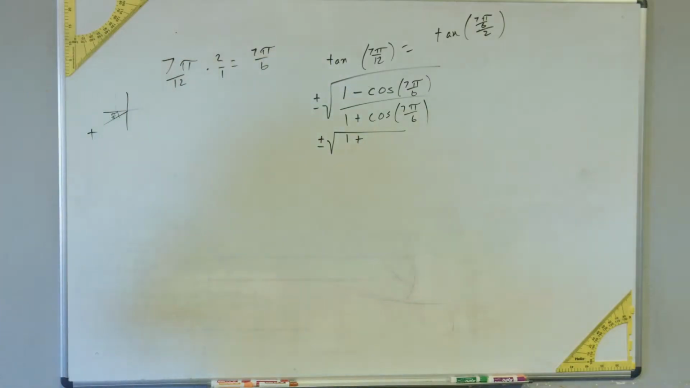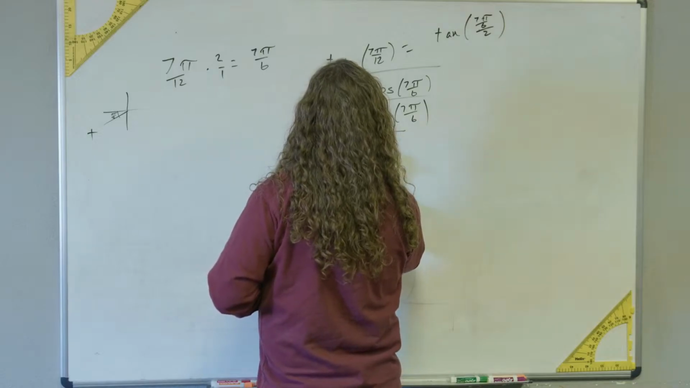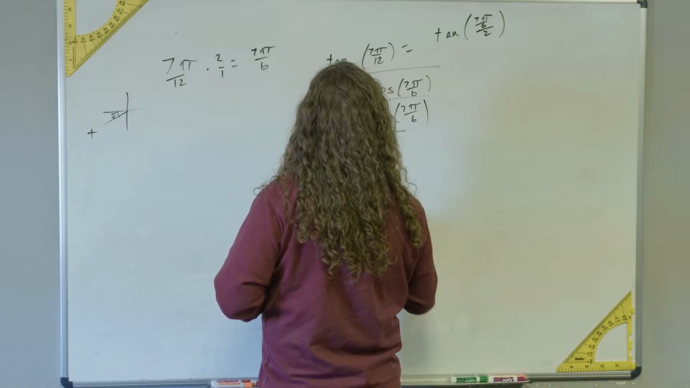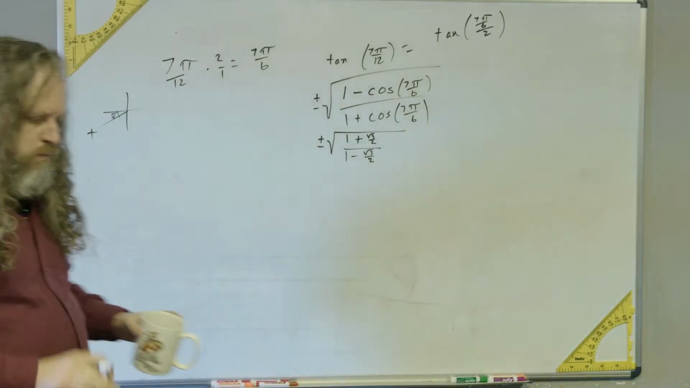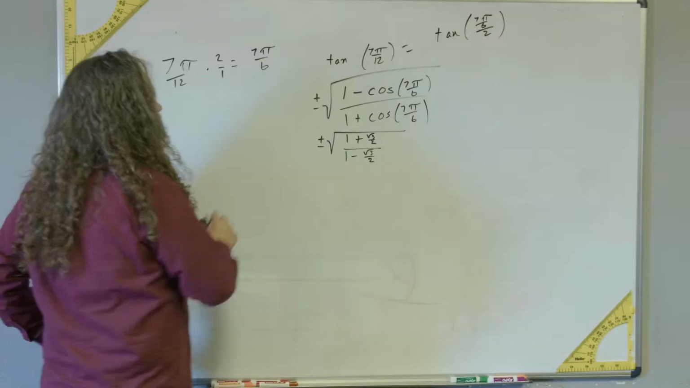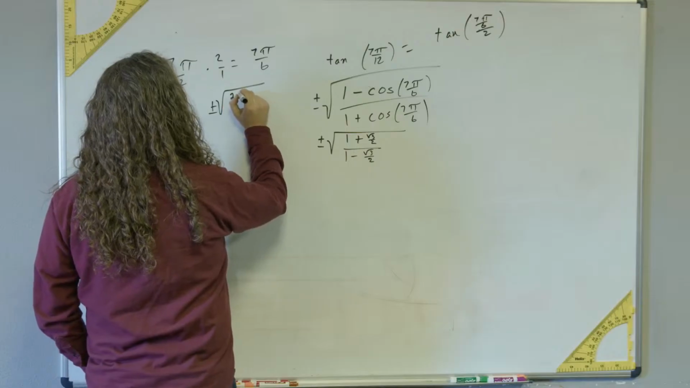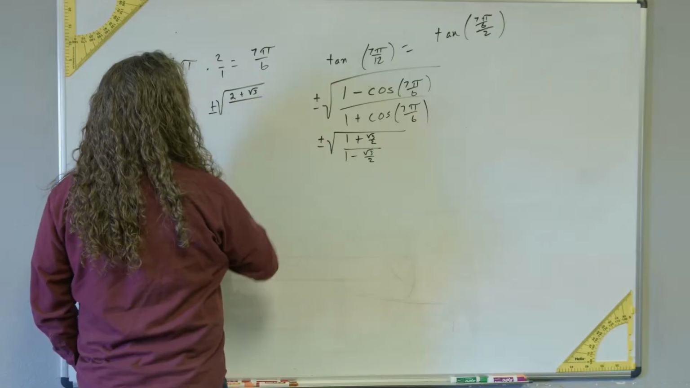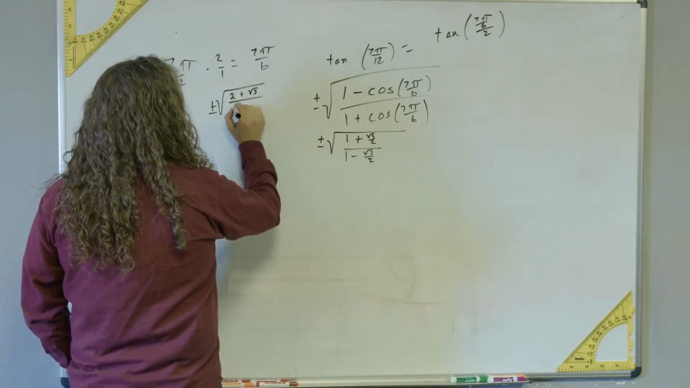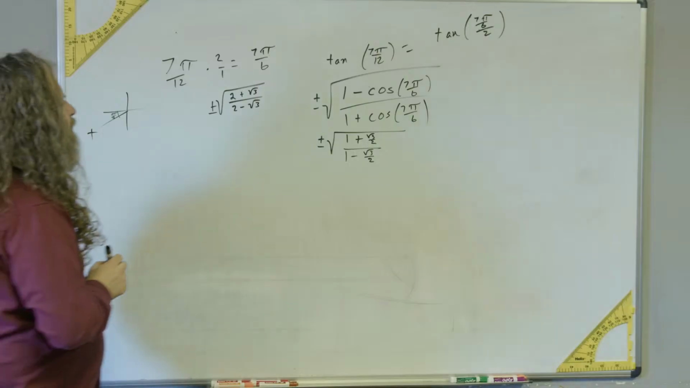Cosine of pi over 6 is square root of 3 over 2. Yeah. Over 1 minus square root of 3 over 2, and over 1 plus, yeah. And multiply by the conjugate. Plus or minus square root of 2 plus the square root of 3 over, well, that's going to go away, right? The over 2's are going to disappear. 2 minus the square root of 3, and then you multiplied by the conjugate.